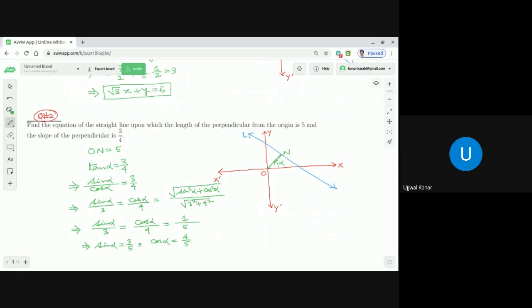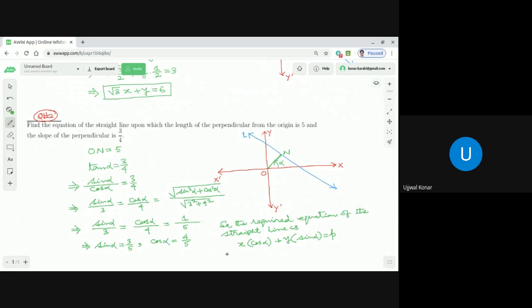Correct? Now as we get this, what is the required equation? The required equation of the straight line is x into cos alpha plus y into sin alpha, that is equal to p. Let me write the form first.